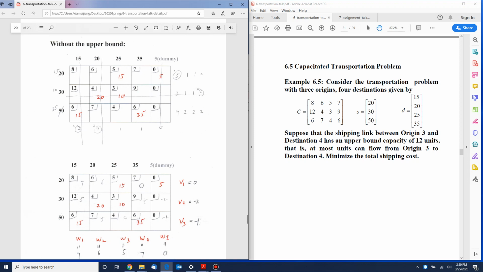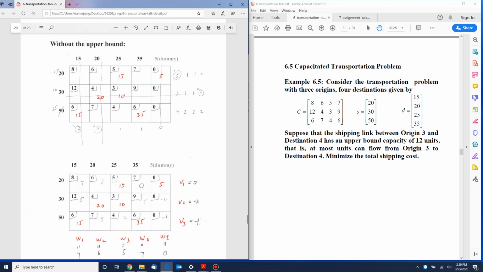So you can see this one. How many variables do we have? m plus n is 3 plus 5, then minus 1, so we should have 7 basic variables. Do we have 7 basic variables? It seems we don't, right? So here we have to set up one basic variable with 0 value.